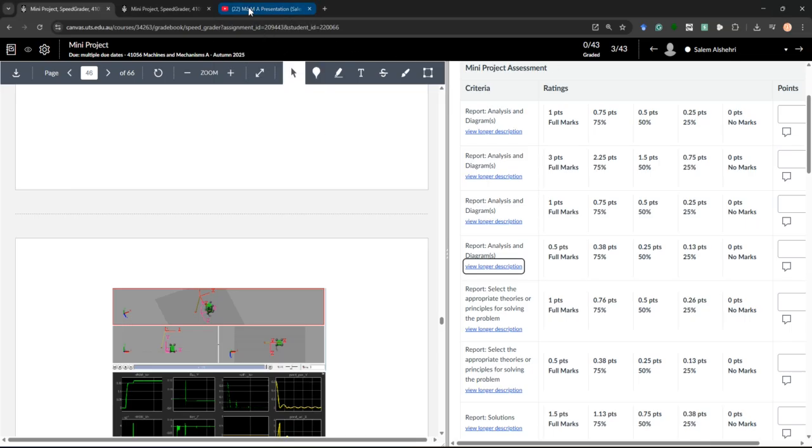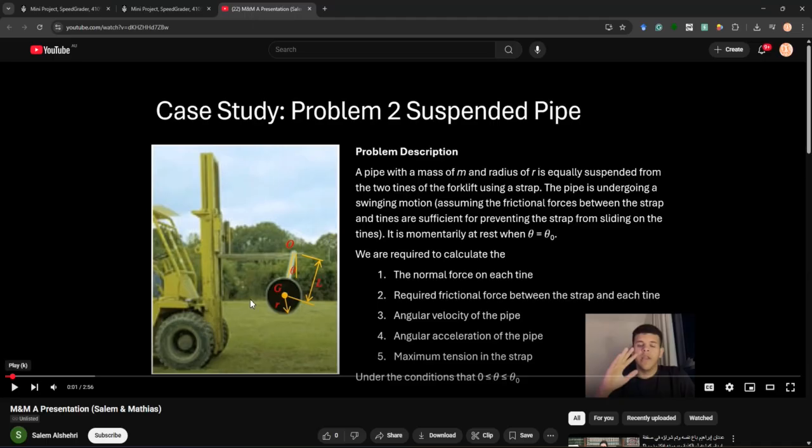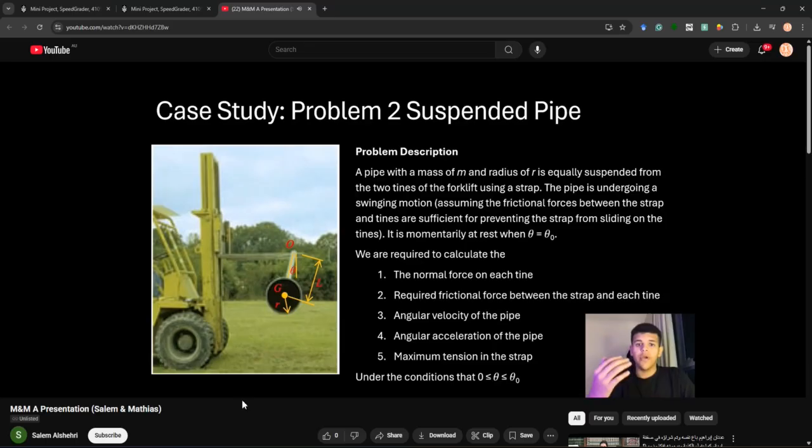Okay, and now we're going to take a look at the video and see how he actually worked, and see how much we are going to give him out of the 10. Hello, I am Salim, and the problem we are analyzing is a system where a pipe is attached to a pivot, swinging like a pendulum. We are analyzing the motion by tracking the angle theta(t) and calculating the forces and torques acting on the center of mass.